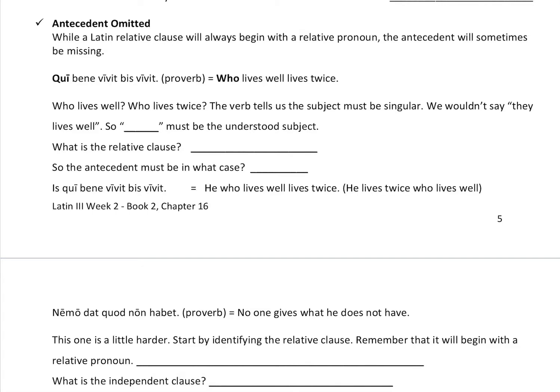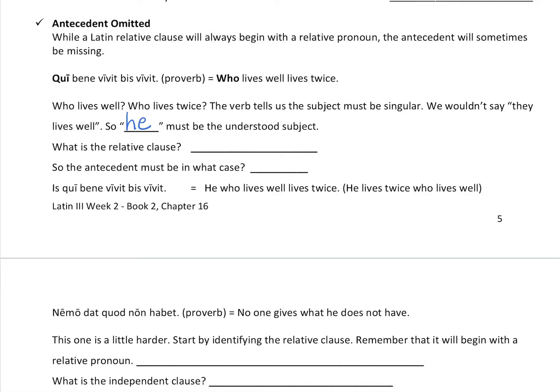But we're left with a question. Who lives well? Who lives twice? So the verb tells us that the subject is singular. Now, we wouldn't say "they lives well," right? So "he" must be the understood subject. It must be singular. So what is the relative clause here? He who lives well lives twice.